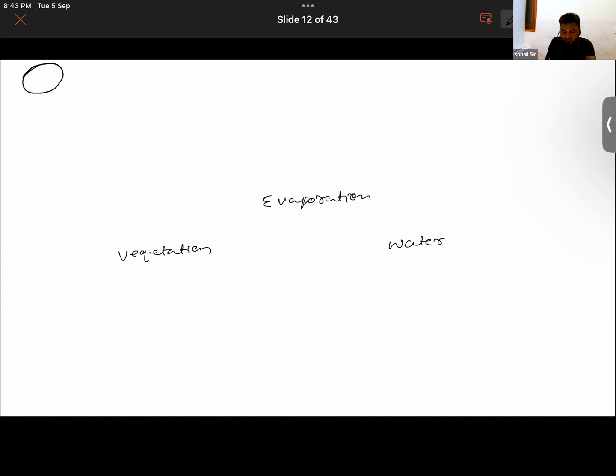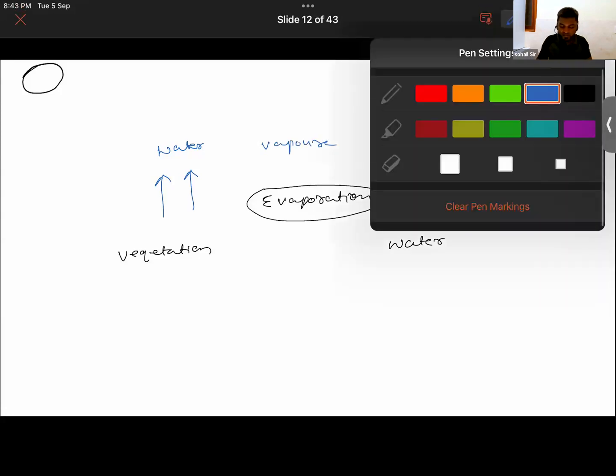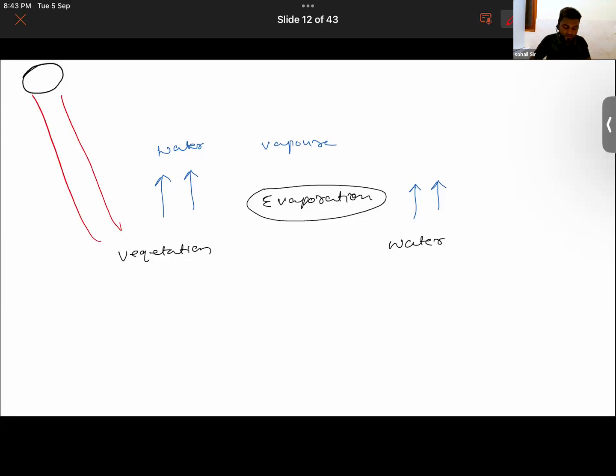Yes, Sundus and Chakrika, evaporation is taking place. So what is happening? Water is evaporating from both vegetation and from water also. So water vapor is there. And the sunlight is actually heating up the vegetation now. Sunlight is heating up the vegetation and it is heating up the water also.